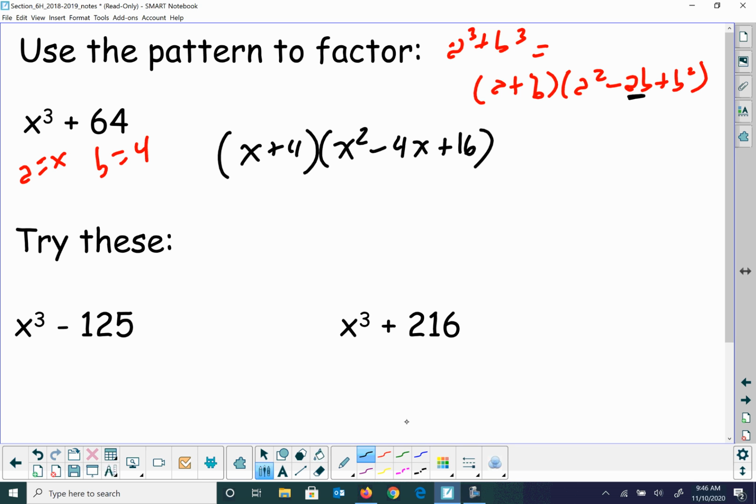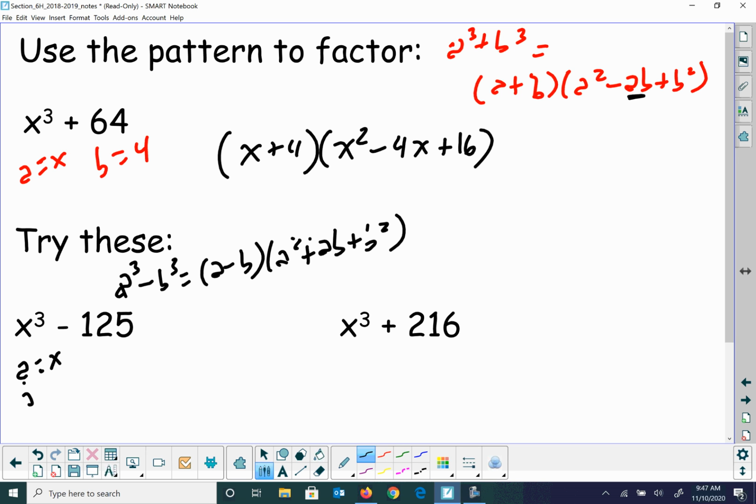Okay, remember if I had the subtraction, it's going to be a minus b, a squared plus ab plus b squared. So again, my a value, we're going to let that be x. My b value, we're going to let that be 5, because 5 times 5 times 5 is 125. So I'm going to go x minus 5, and I'm just plugging into my equation. A squared is x squared plus a times b, so 5 times x, plus 5 squared. Done.